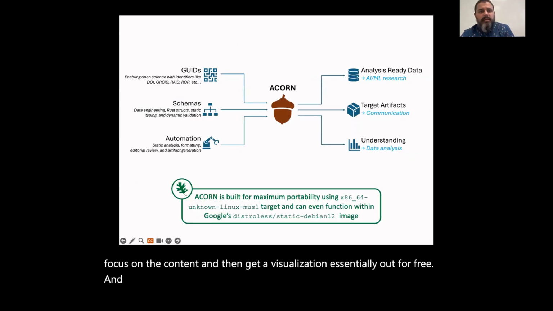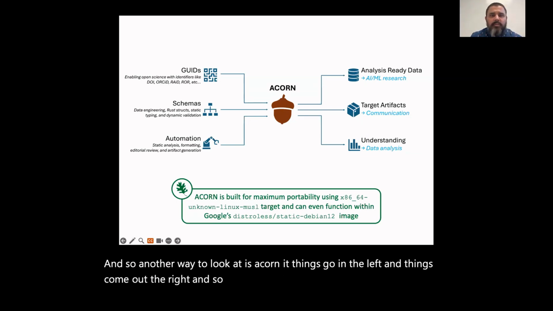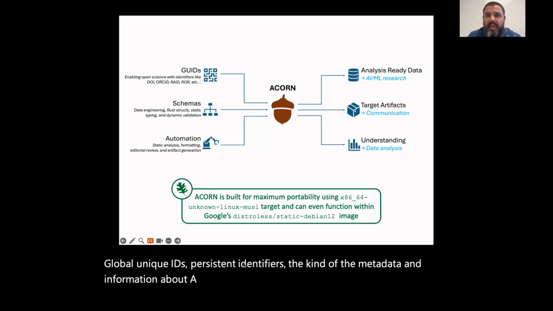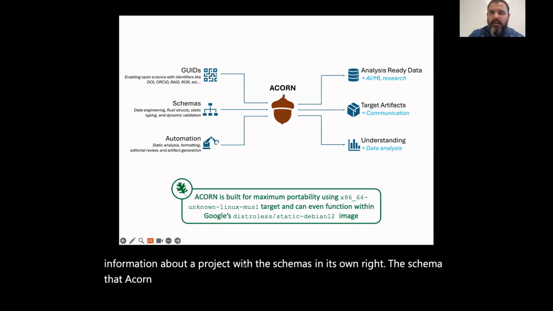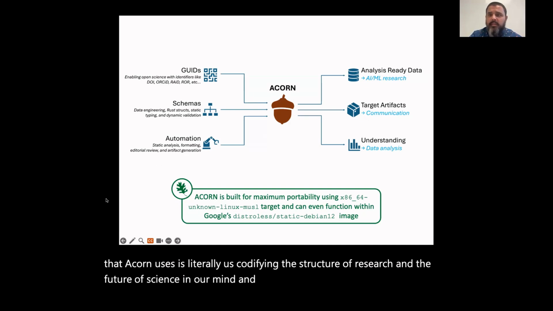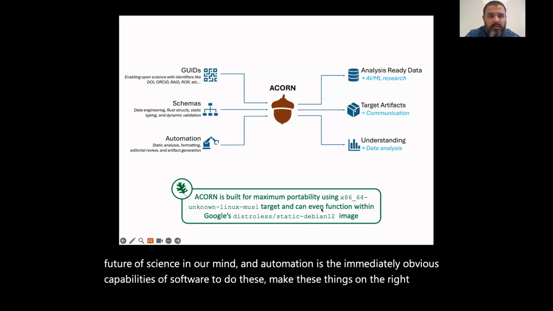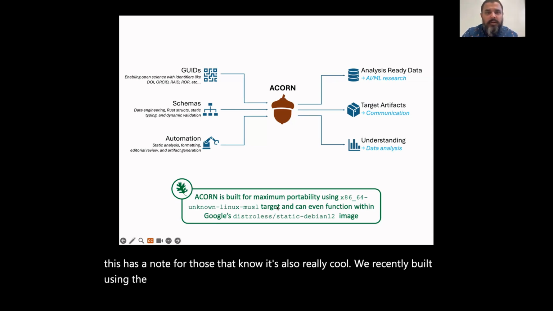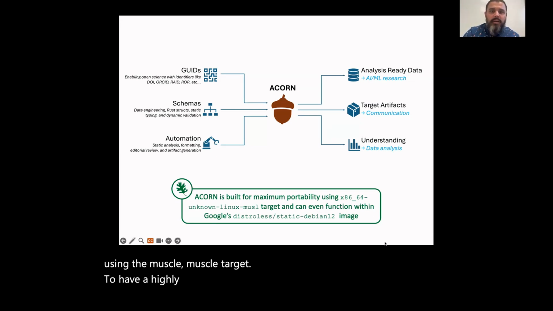And so another way to look at it is ACORN, things go on the left and things come out the right. Generally on the left, we have globally unique IDs, persistent identifiers, the metadata and the information about a project. With the schemas in their own right, the schema that ACORN uses is literally us codifying the structure of research and the future of science in our mind. And automation is the immediately obvious capability of software to make these things on the right. And this has a note for those that know it, it's also really cool. We recently built using the musl target to have a highly portable binary.